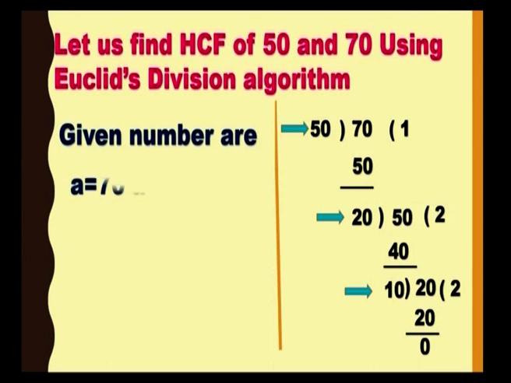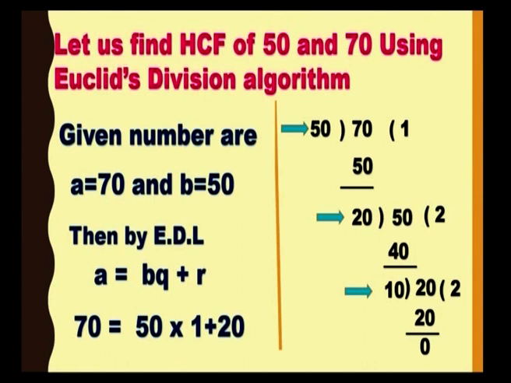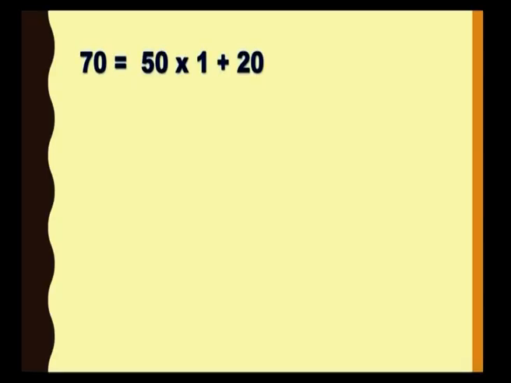Given numbers are A is equal to 70 and B is equal to 50. Then by Euclid's division lemma, A is equal to BQ plus R, which can be written as 70 is equal to 50 into 1 plus 20. Here 70 is the dividend, 50 is the divisor, 1 is the quotient, and 20 is the remainder.